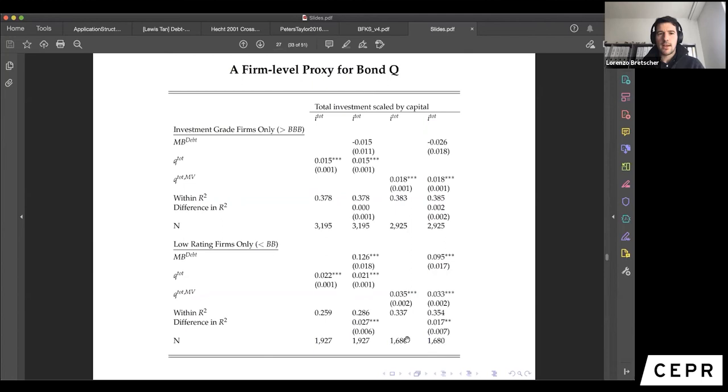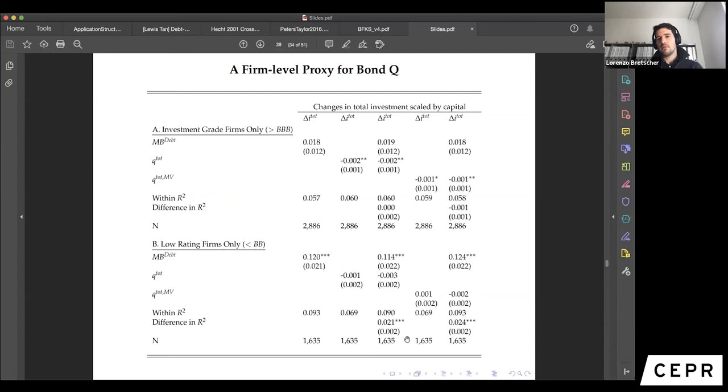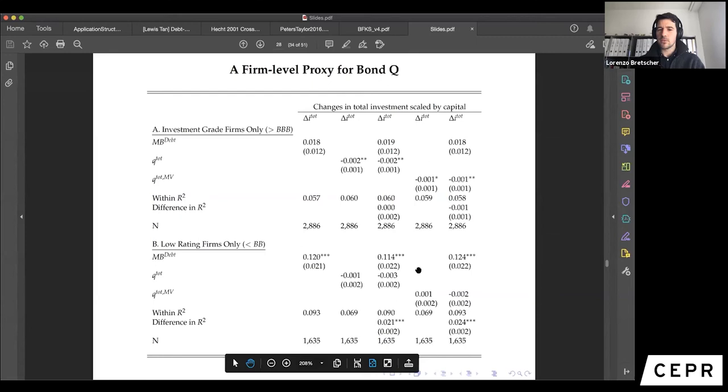Now, one of the points in Philippon's paper was that bond Q also has power for changes in investment, and changes in investment are usually very hard for traditional Q measures to explain. So we also try to explain changes in investment by using our firm level proxy of bond Q. And the results are similar to the ones before. Indeed, for low rating firms, firm level bond Q has significant, both economically and statistically significant power in explaining changes in investment, okay? Whereas traditional Q measures perform very poorly, both for investment grade firms and also for low rating firms.